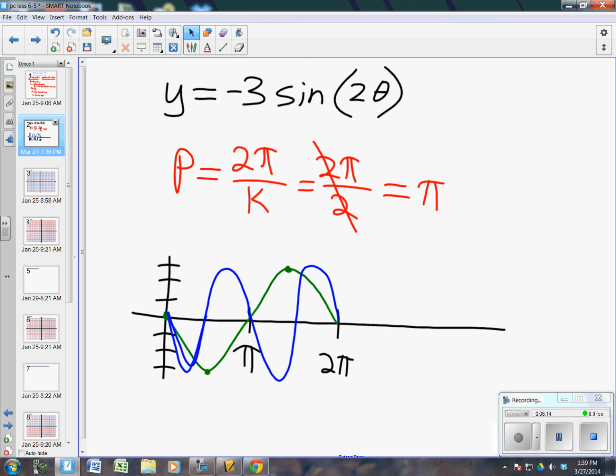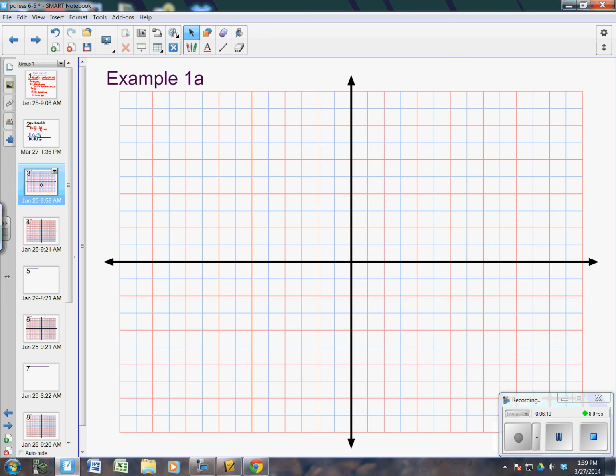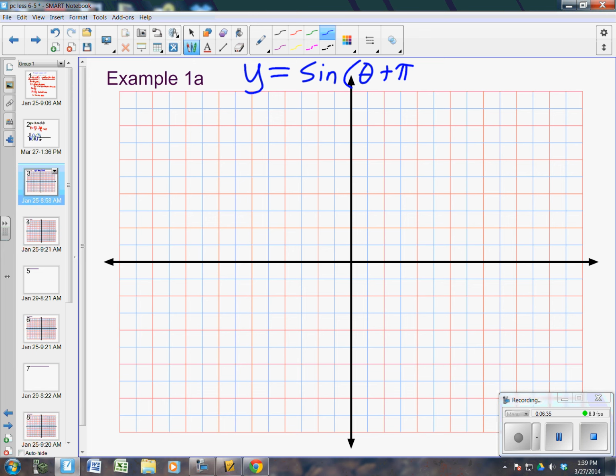So what we are going to do now is I'm going to give you a couple of problems where we are going to find the phase shift. And we're going to start with this example right here. Y equals sine of theta plus pi. And first of all, we need to know the phase shift. Okay, so what is the phase shift? How do we get it?